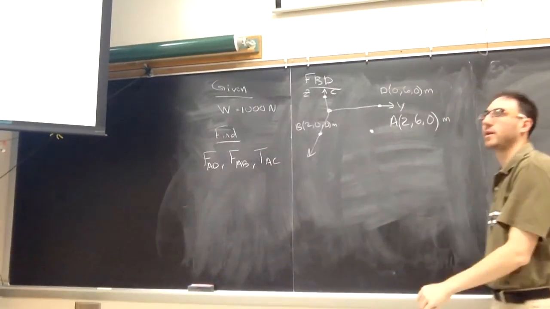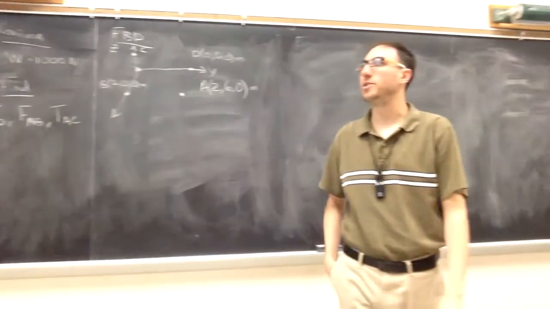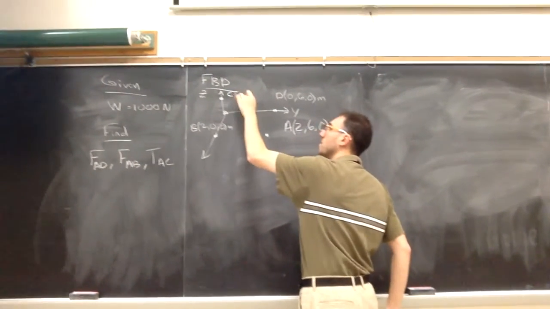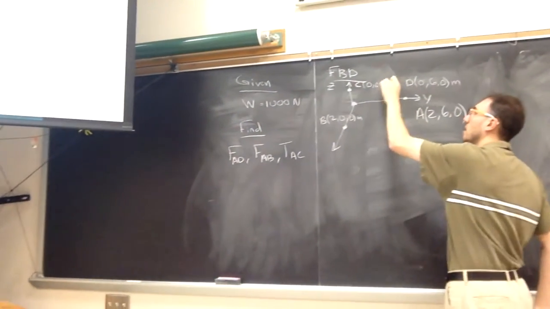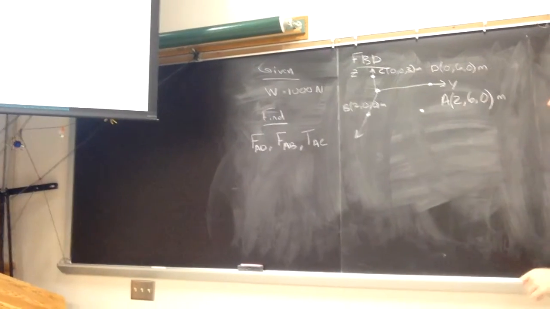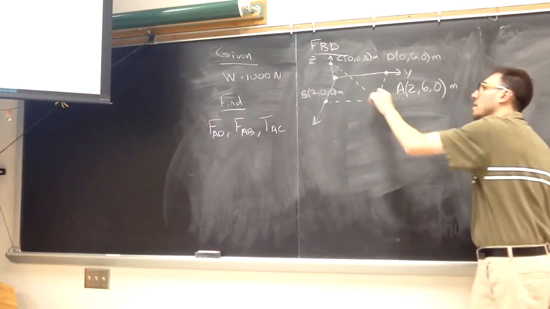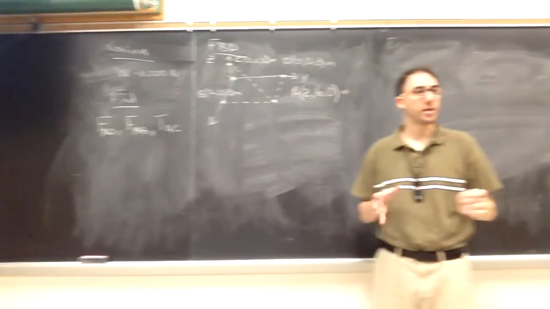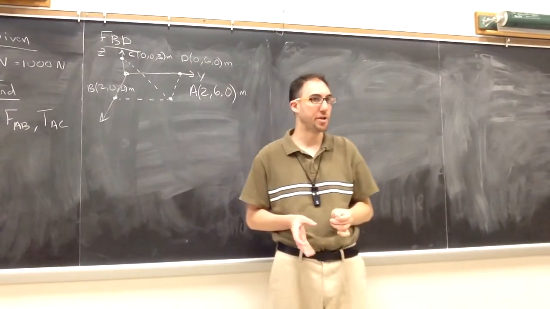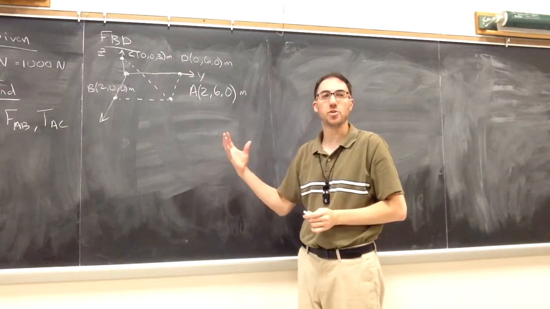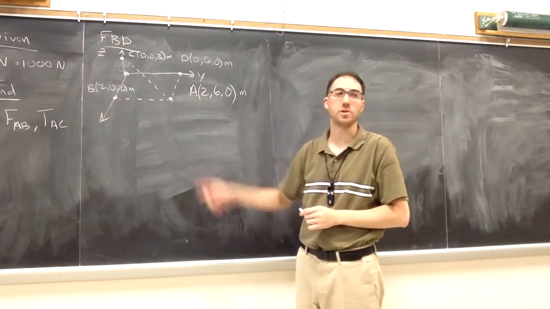And I have a cable that goes from A to C. So I want to know the point C, which lies on the z-axis. So that's going to be 0, 0, 3. So those are just putting down the important coordinates I'm going to need to use, because I can use these directions now because I know the direction of these three forces.